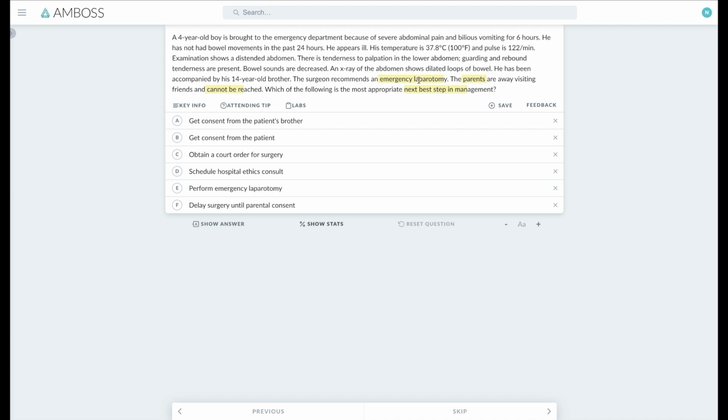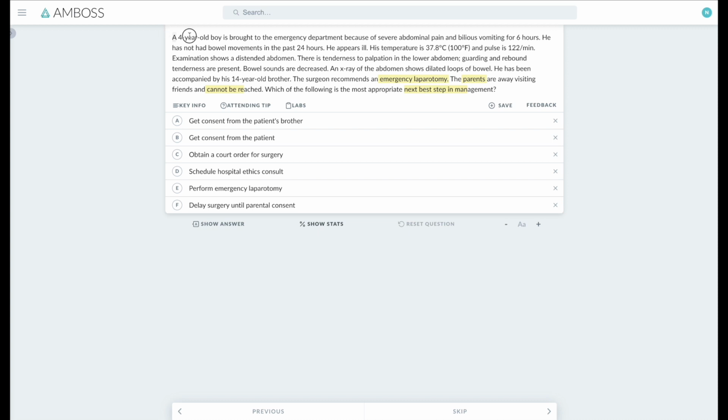And there's an emergency right there. Now, even if you move back another sentence, he has been accompanied by his 14-year-old brother. If you keep reading backwards, you're gonna see that... I'm not gonna read backwards, guys. So there is an emergency. Parents are not here. What's the next best step? But I don't know anything, right?